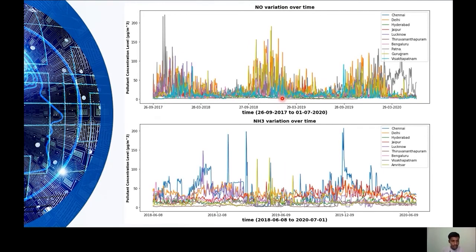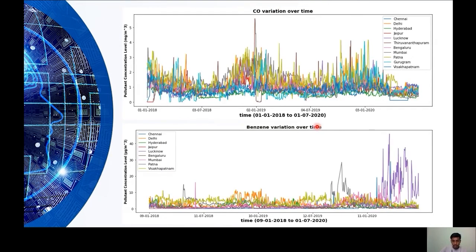One of the possible reasons lies in fuel consumption level, which increases in winter to provide heat, and this pattern is seen in almost all the pollutants: NO, NG.